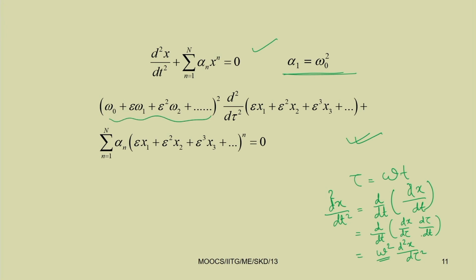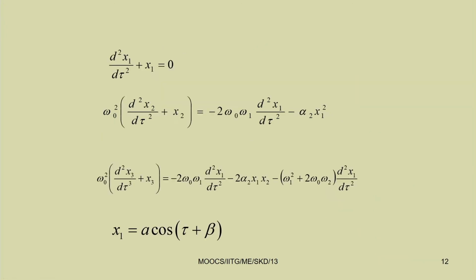This omega can be written as omega 0 plus epsilon omega 1 plus epsilon square omega 2, this whole square, times d square by d tau square, and for x you can substitute the expansion in terms of x n. Now, by separating the different orders of epsilon, you can write d square x 1 by d tau square plus x 1 equal to 0. Similarly, omega 0 square into d square x 2 by d tau square plus x 2 equal to minus 2 omega 0 omega 1 d square x 1 by d tau square minus alpha 2 x 1 square, and similarly the third equation can be written in this way.